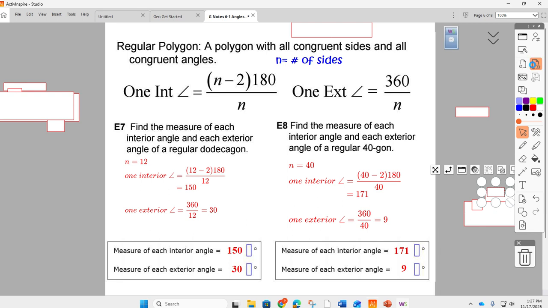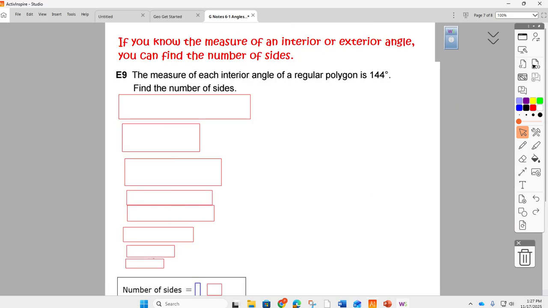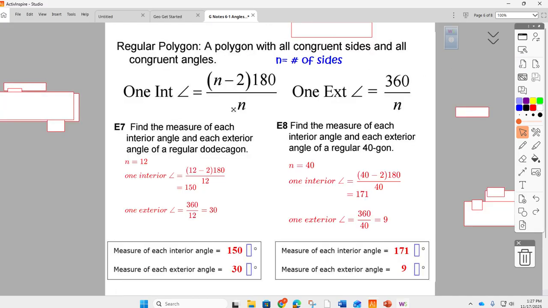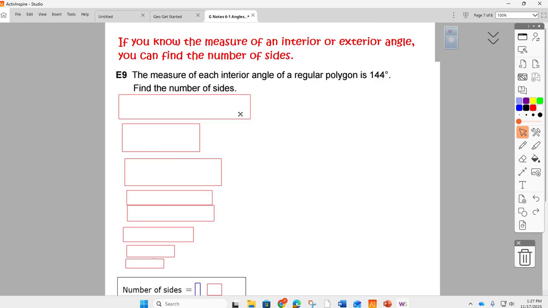Is this the last one? Yeah. Okay. If you know the measure of an interior or exterior angle, you can find the number of sides. The measure of each interior angle of a regular polygon is 144 degrees. So we're going to use this formula, but now we already know what the angle is. We're looking for the n. This is the formula. You don't have to rewrite it. For the sake of time, this is what we plug in.